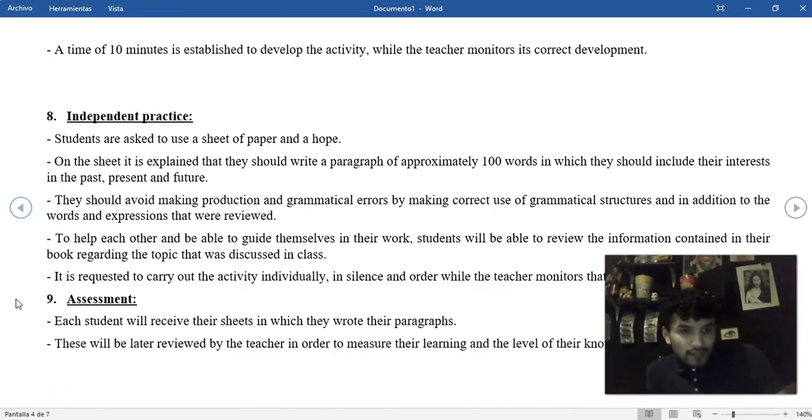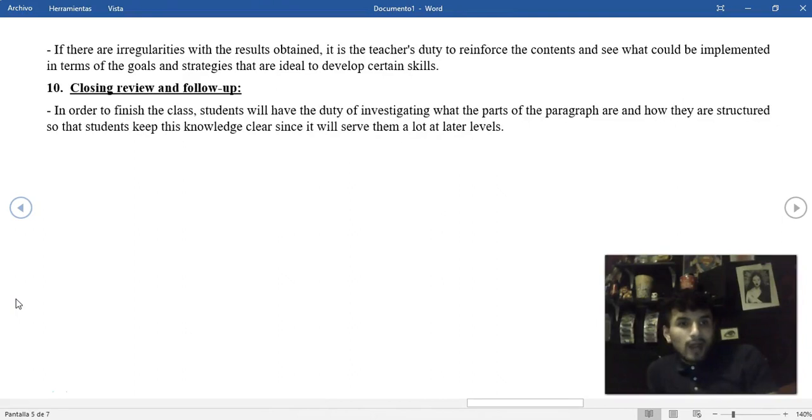Assessment. Each student will receive their sheet on which they wrote their paragraphs. This will later be received by the teacher in order to measure their learning and the level of their knowledge and vocabulary. Yes, with the paragraph that my students give me, I'm going to measure the learning obtained by my students. If there are irregularities with the results, I have to analyze what strategies or methods I can change or implement in my class.